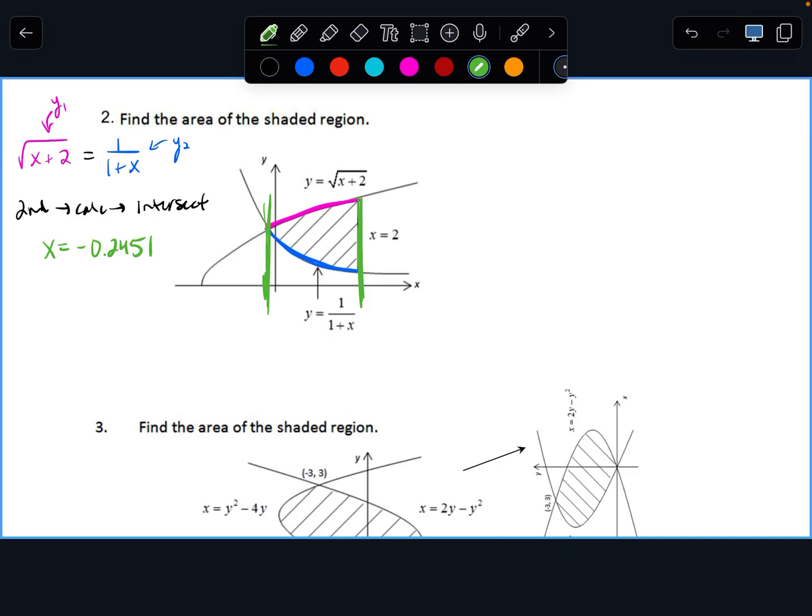Okay. And then you're going to hit second calc and do intersect. And then you just kind of do something close to it. And I'll tell you the answer. And I always truncate. So negative 0.2451.